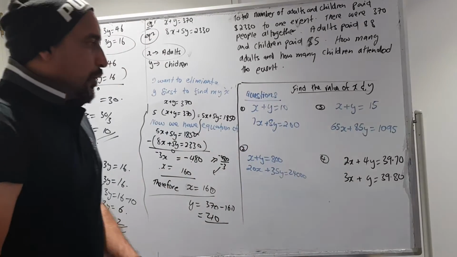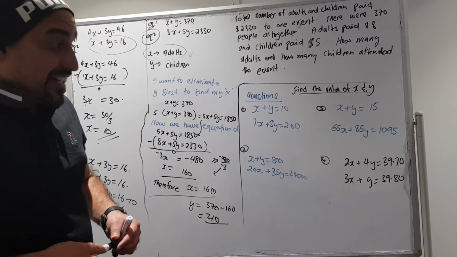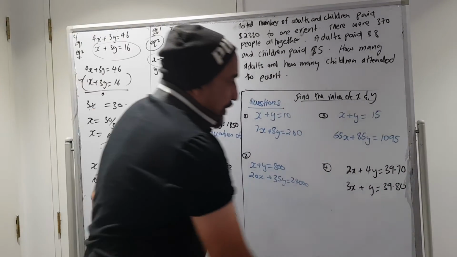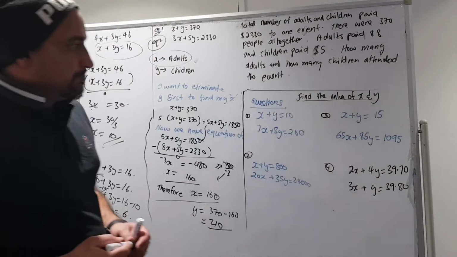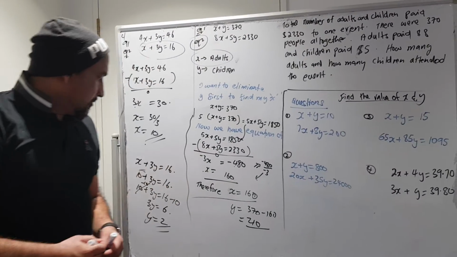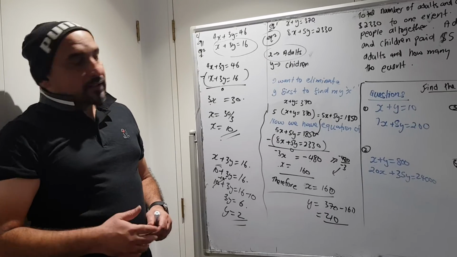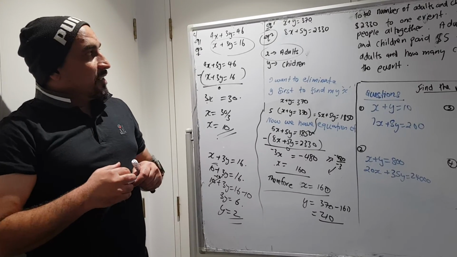And the last question, 2x plus 4y equals 39.70. And 3x plus y is equal to 39.80. Right? So, yep, go over it again so you can understand. Feel free to rewind and go over it again and understand that.